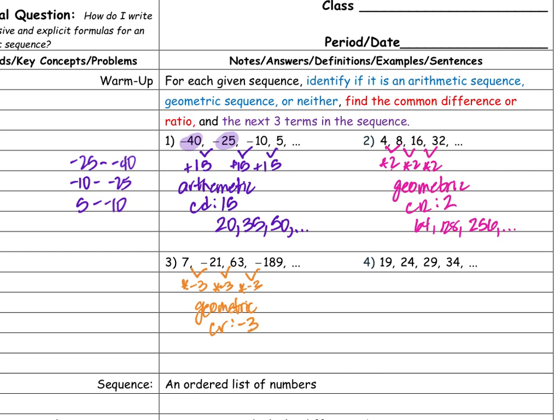And then the next 3 terms, let's see if I can figure this out really quick. 189 times negative 3 is negative 567, then 1701, or negative 1701, and then 5,103. Okay?